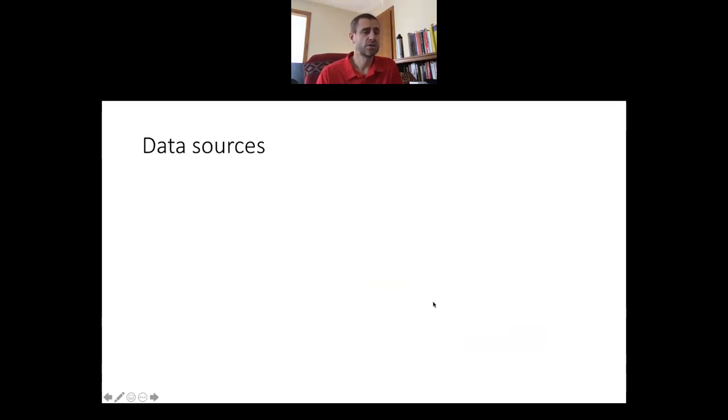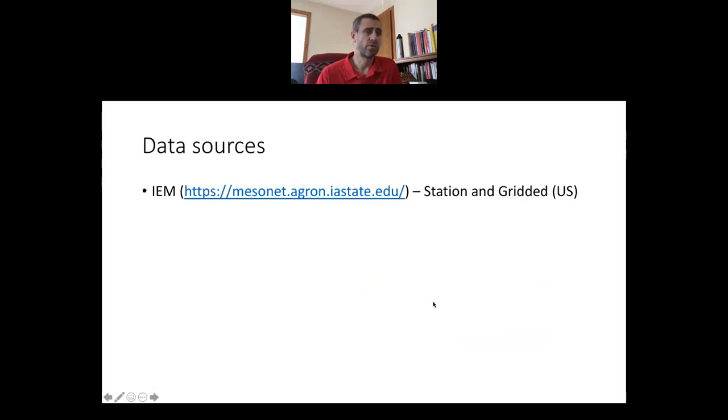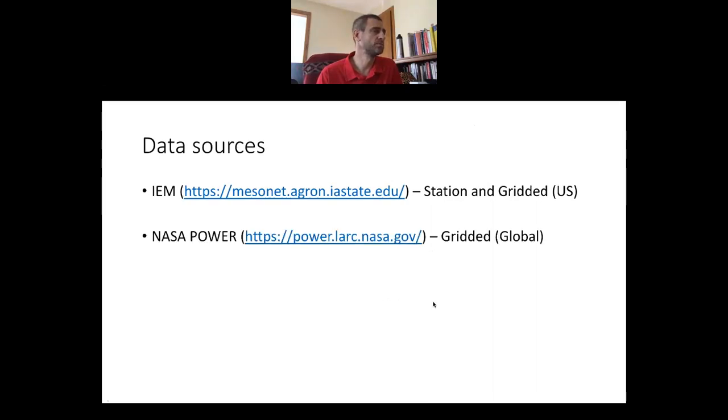So the data sources that I'm mentioning, this is Iowa Environmental Mesonet. It has station data, it has grid data, some of the data has US coverage, but there are also some data products with global coverage. NASA Power is a popular source of data, which is gridded and has global coverage for crop modeling. But often the precipitation and the temperature might not be appropriate for your area, so you need to take that into account.